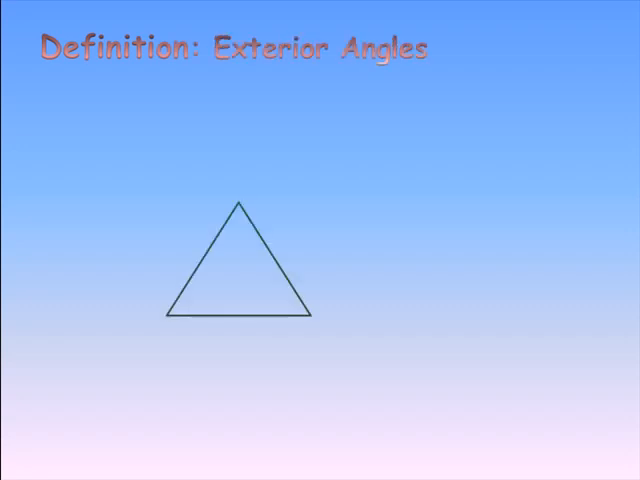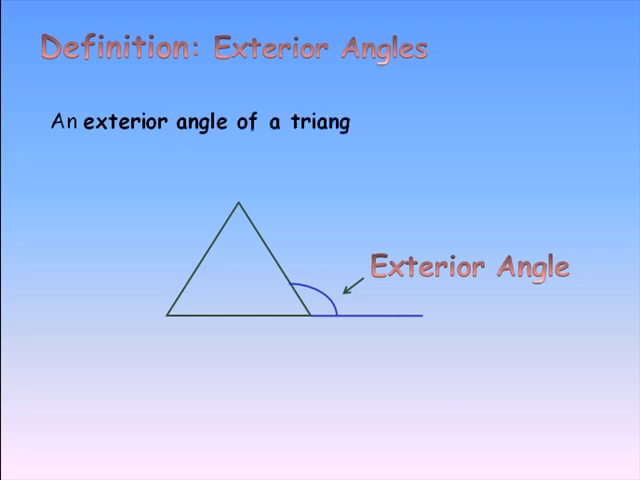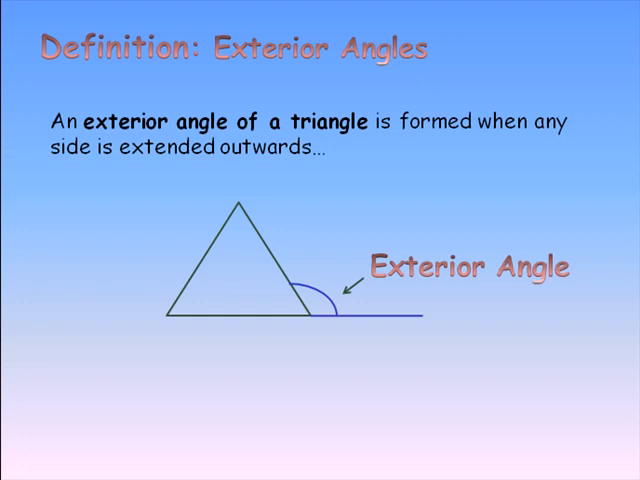But first let's have a look at what I mean when I say an exterior angle. So I have a triangle, and if I extend one of the sides outwards, the angle that's formed with this line to the triangle is what I mean when I say an exterior angle. So for our definition, an exterior angle of a triangle is formed when any side is extended outwards. So rather than the angles inside the triangle, an exterior angle is outside the triangle.